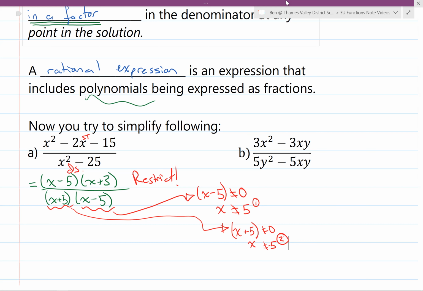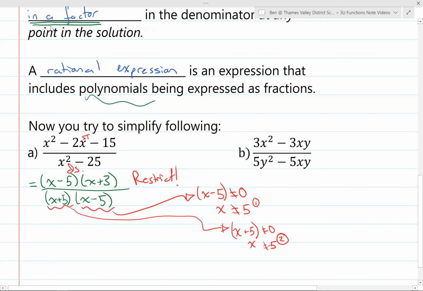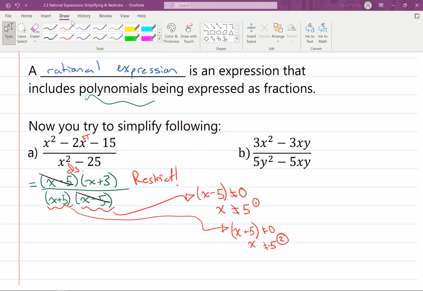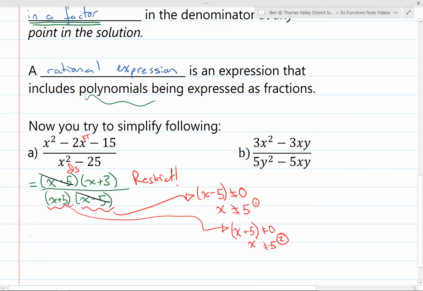Now that I have those two restrictions, now I'm allowed to perform my cancellations. So I can cancel out x minus 5 because those are factors. I can cancel them out, leaving me with a simplified version, x plus 3 in my numerator divided by x plus 5. And we're always going to write our restrictions again at the end.